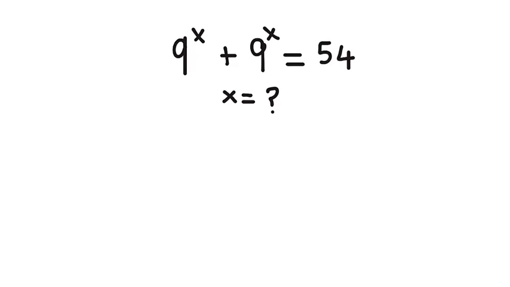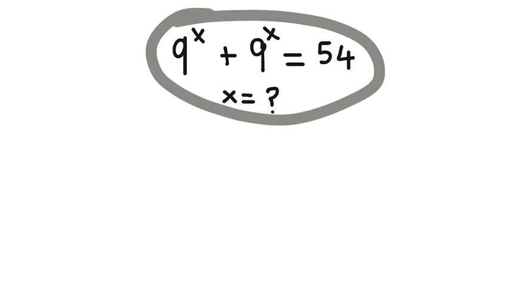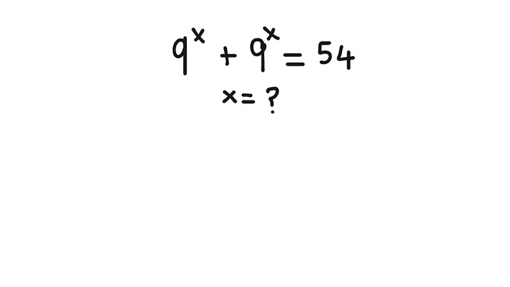I have this problem on the board. Let's see how we can solve this together. So 9 to the power of x plus 9 to the power of x equals 54. So now what are we going to do?